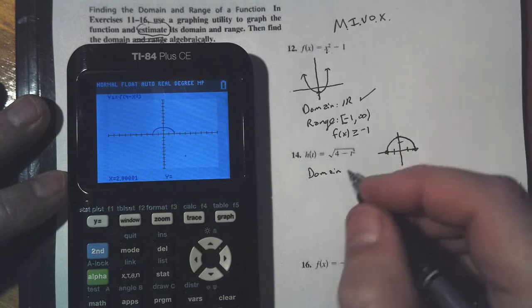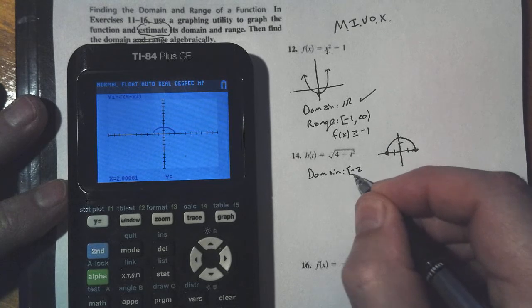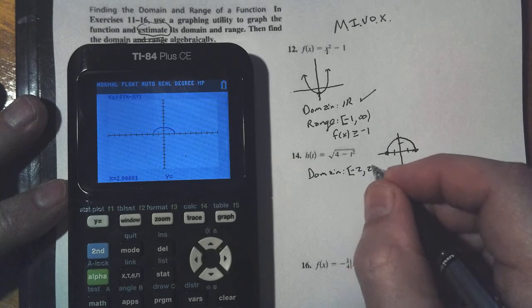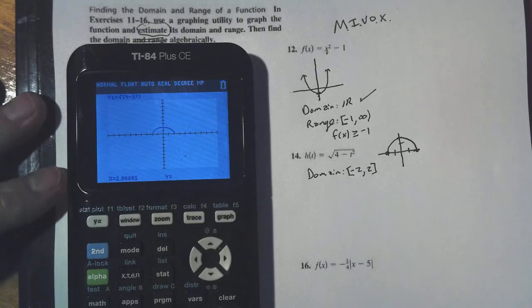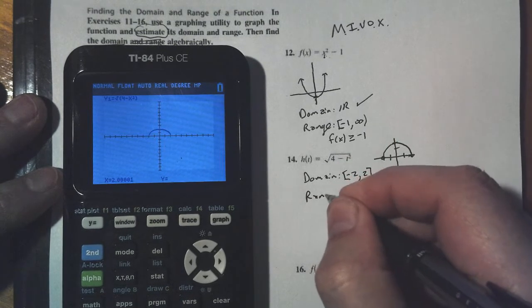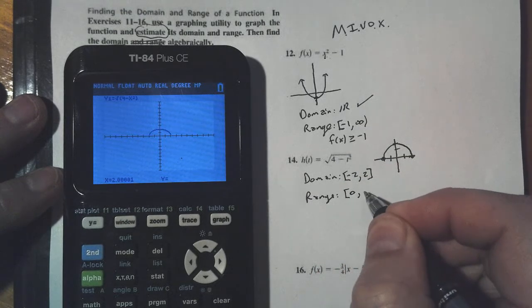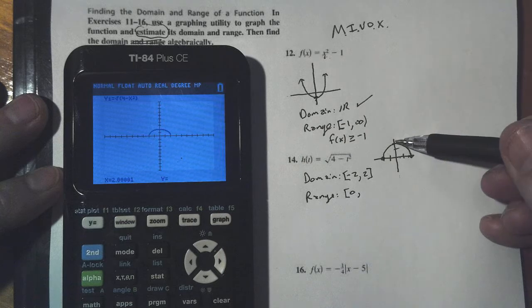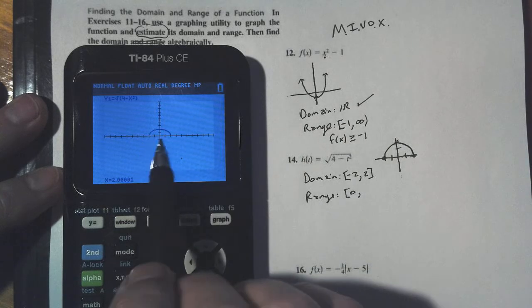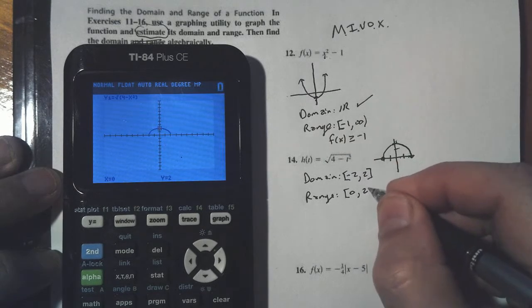Scan left to right. I believe it exists at -2. Well, it does. And to 2. The algebraic, we'll come back to algebraic. And the range looks like it is 0 up to 2. And I could put in 0 here. And we do get 2, and it looks like that's the highest it gets.